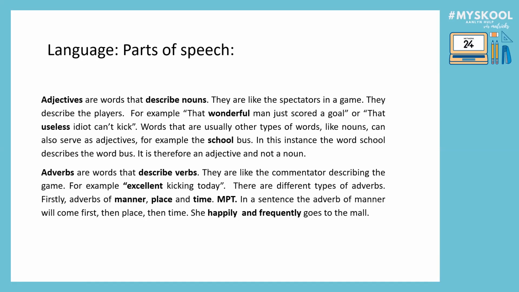An adverb of manner is how you do something. An adverb of place is where you do something. And an adverb of time is when you do something. In a sentence, the adverb of manner will come first, then place, then time. "She happily and frequently goes to the mall." "I do my homework excellently in my room every day." Okay, it's for your creative writing so that you know which one comes first. In an exam, you just need to know it's an adverb, not the type of adverb. Is that clear, guys? Okay, good.